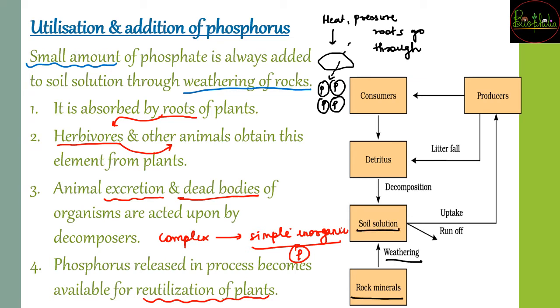The phosphorus in the soil solution will be taken up by the producers, or sometimes it will run off, and once these producers have been utilizing the phosphorus it will be given to the consumers. Once they die they are going to go to detritus, or when producers die they will also come under the detritus. Detritus undergoes decomposition and will come back again to the soil solution.